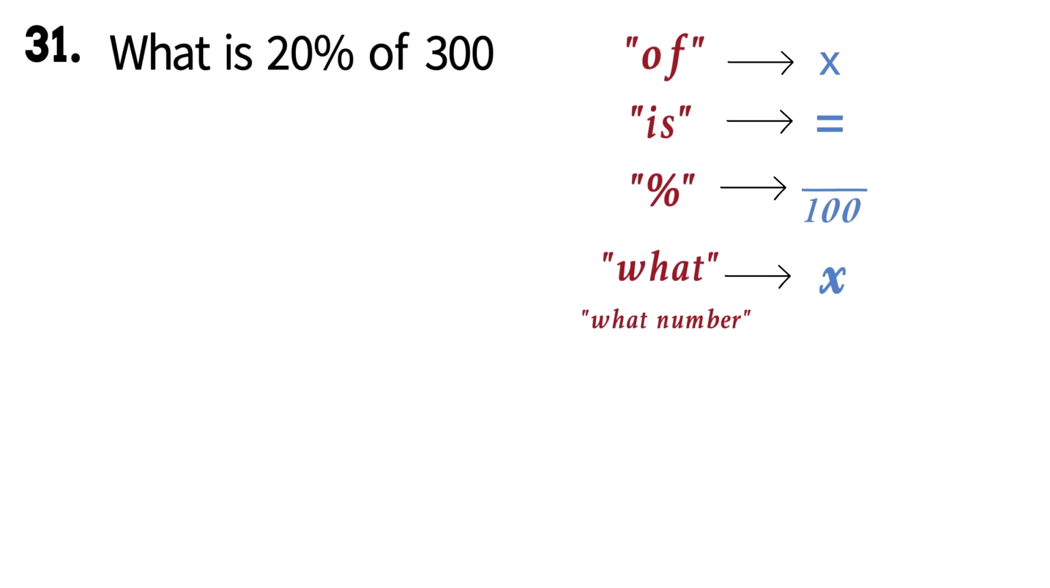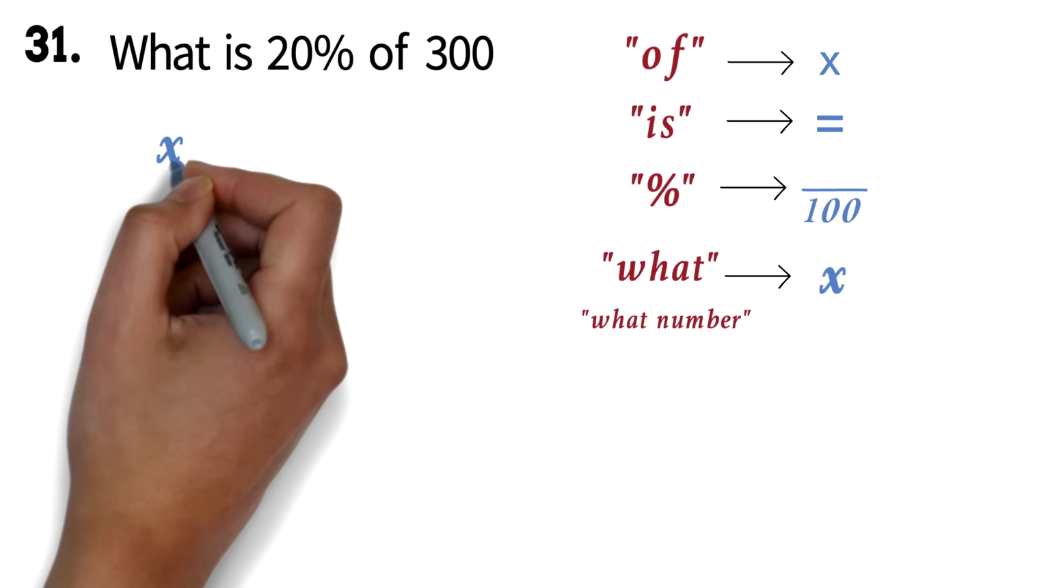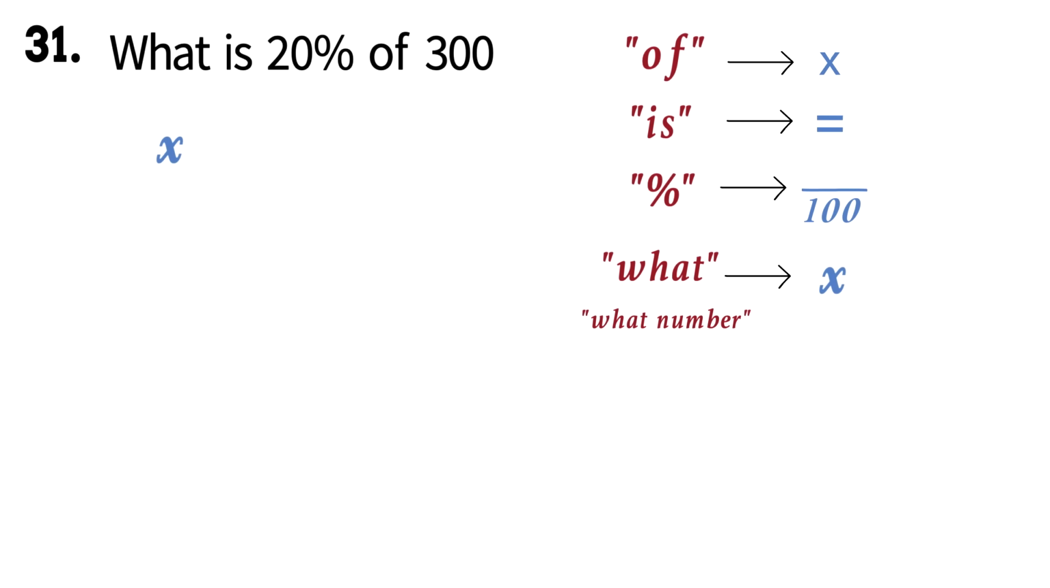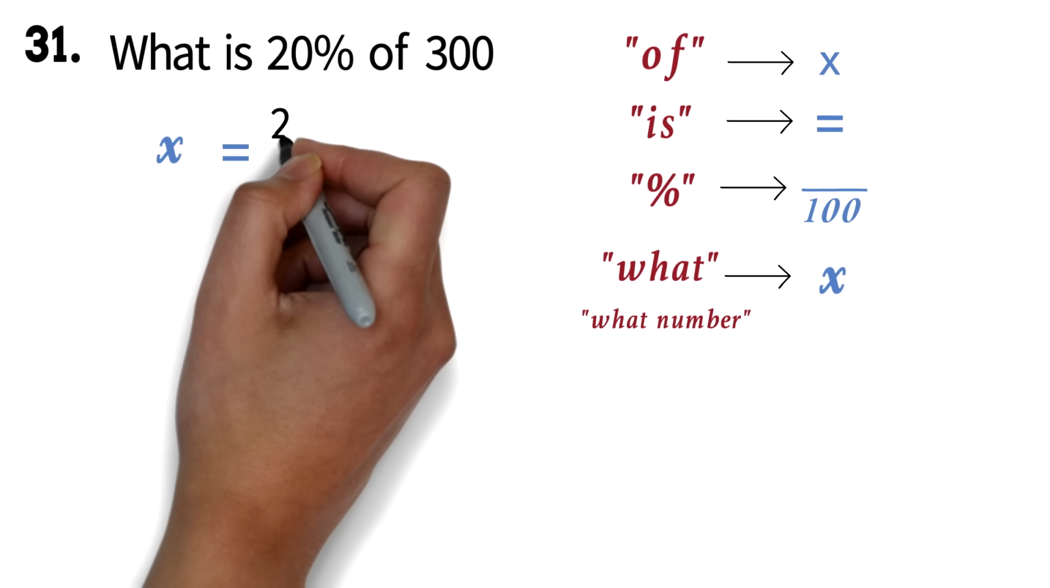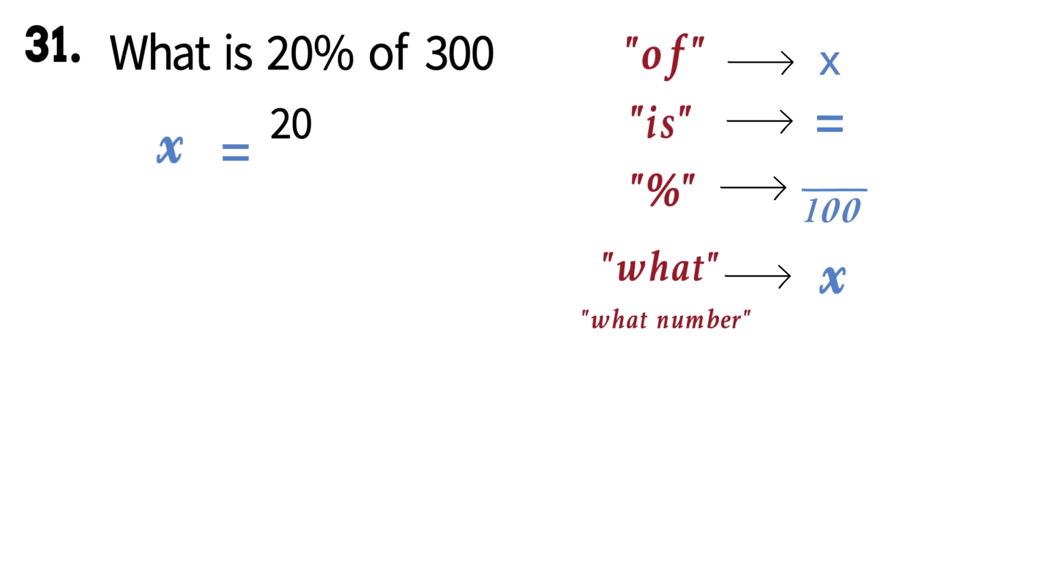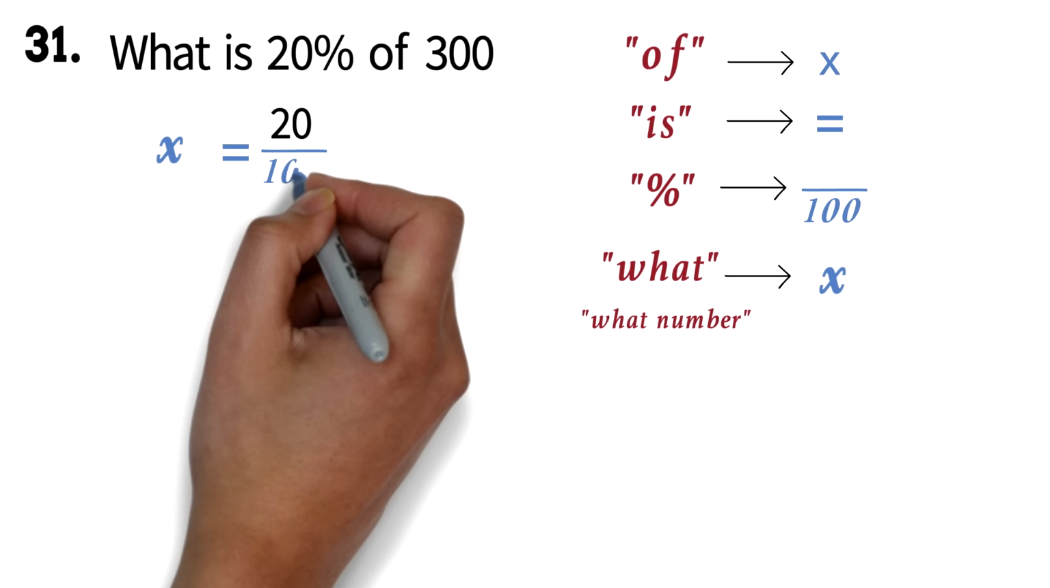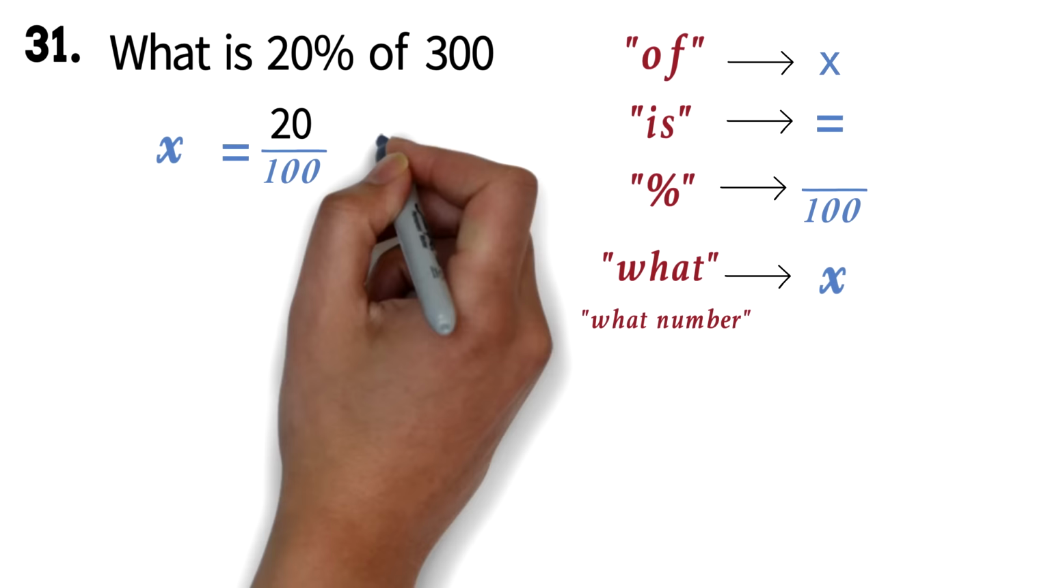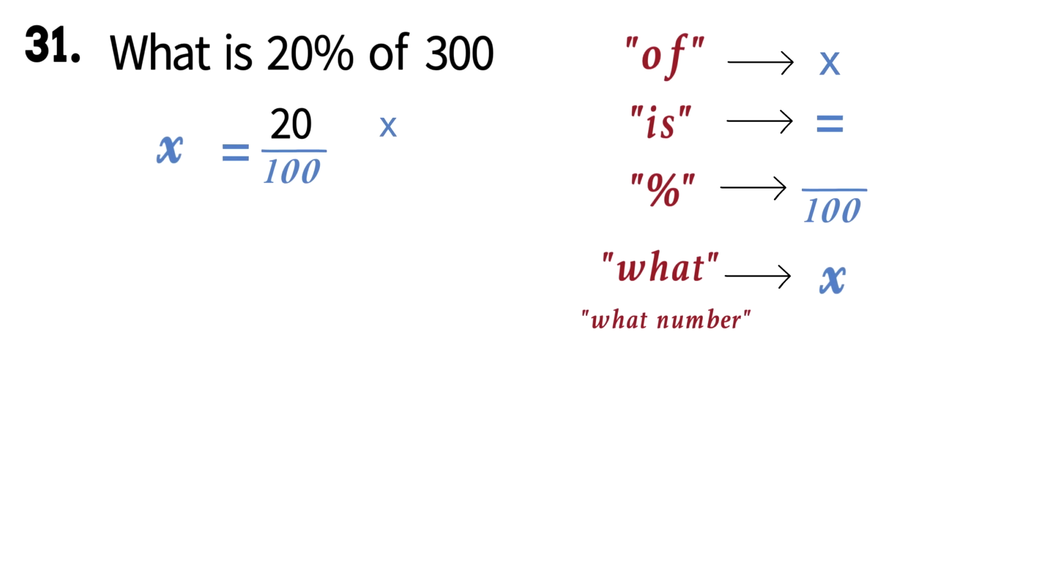Let's translate it to math and solve it. We said that what means an unknown, so we can represent it by X. Is means equal to. We write our 20. Percentage means over 100. Of means multiplication. And we have our 300.